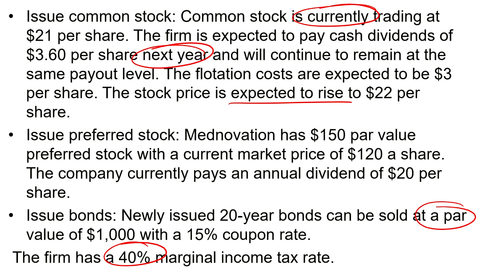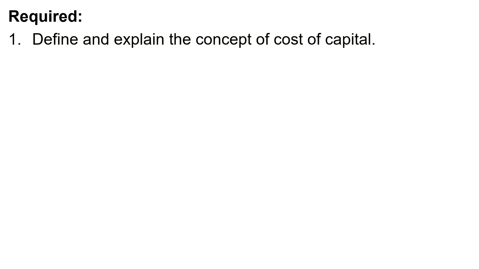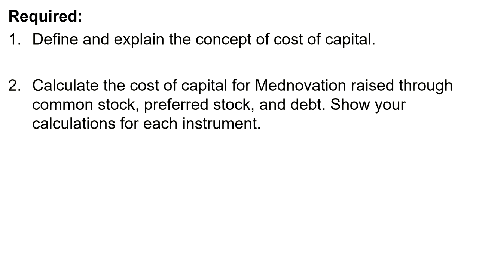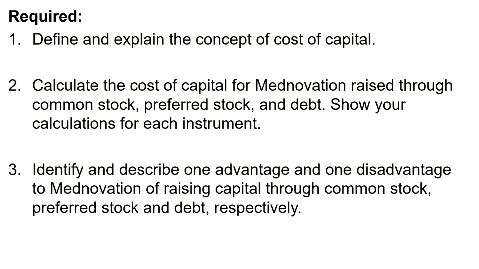We have 5 requirements. The first, define and explain the concept of cost of capital. Okay, it's going to be a written answer. Second, calculate the cost of capital for Mednovation raised through common stock, preferred stock, and debt. Show your calculations for each instrument. So we're going to calculate the cost of common stock, the cost of preferred stock, and also the cost of the debt. The third requirement, identify and describe one advantage and one disadvantage to Mednovation of raising capital through common stock, preferred stock, and debt, respectively. So, one advantage and one disadvantage for each of those 3 methods that we have available to us.